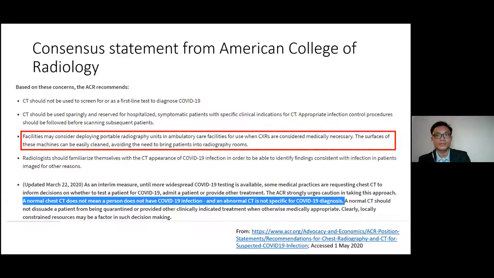Instead, chest X-ray, especially portable chest X-ray, is recognized for its ease of cleaning to reduce nosocomial transmission.